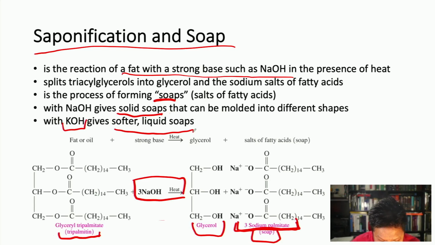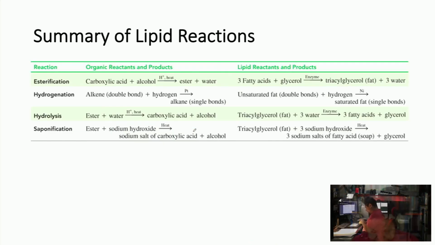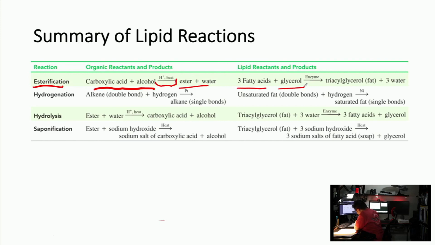So next I have a summary here of these lipid reactions that you should be well aware of, right? You have an esterification reaction. That's a carboxylic acid plus an alcohol, right? With acid and heat, and you'll get ester and water. So what is an example of that? That is 3 fatty acids plus a glycerol. Makes a triacylglycerol and 3 waters, right? So that's when you form a triacylglycerol.